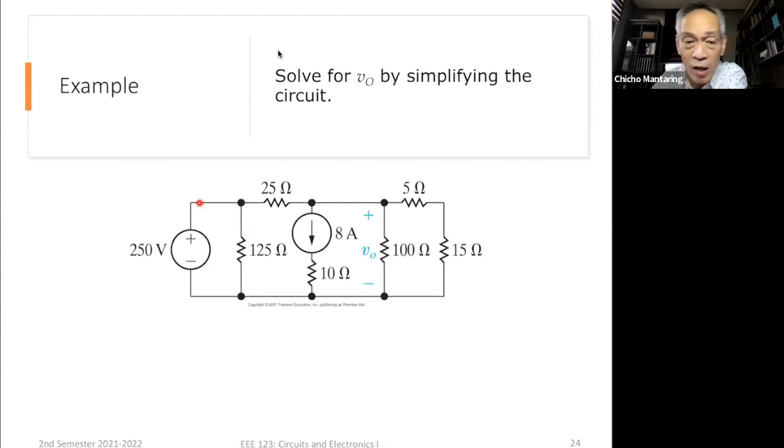Tapos makikita nyo, wala pa lang resistor naka-series sa voltage source na yan, so I cannot convert it to a current source, no? Because you can only convert this voltage source to a current source if there's a resistor in series. This is not in series. Right? Because remember the definition of series, at their point of interconnection, dapat nothing else is connected. Ang problema, meron nakakabit itong 125. No?